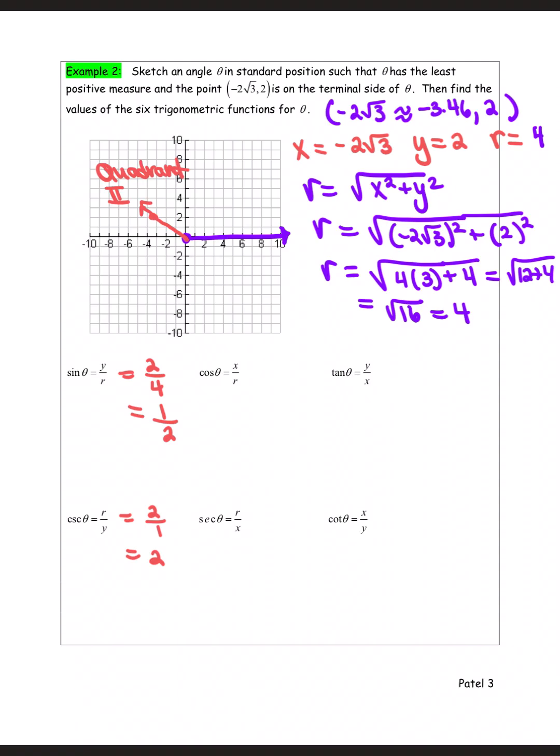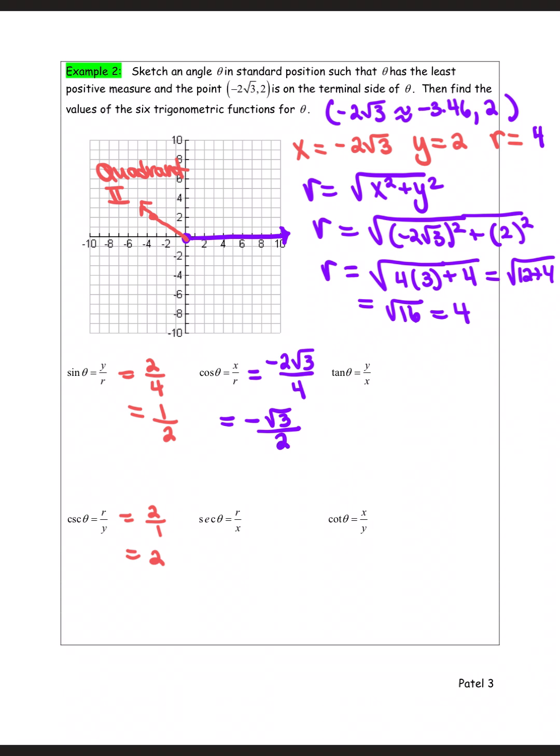Cosine of theta. Notice that sine of theta, since it dealt with y, was positive. Now cosine of theta deals with x, so we'll get a negative answer or ratio. So x is -2 square root of 3 over 4. And simplifying that, that will give me negative square root of 3 over 2.